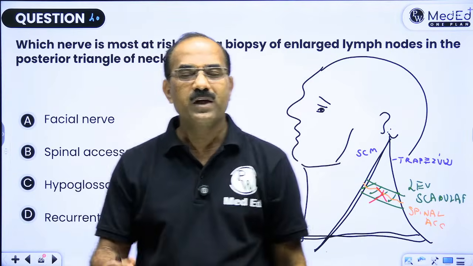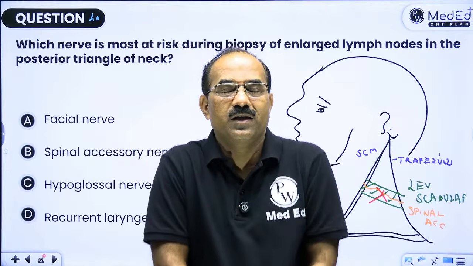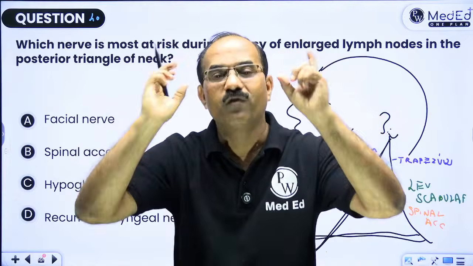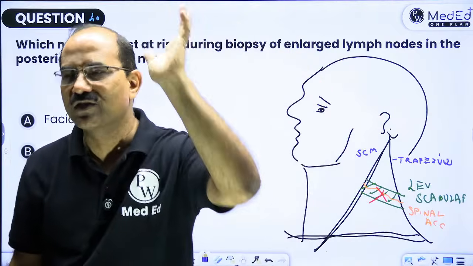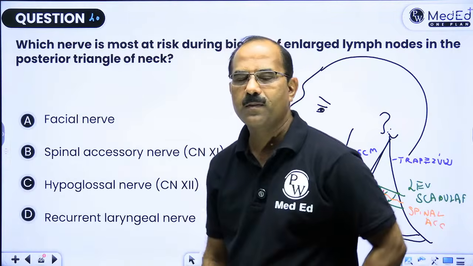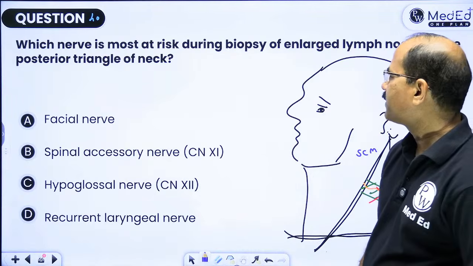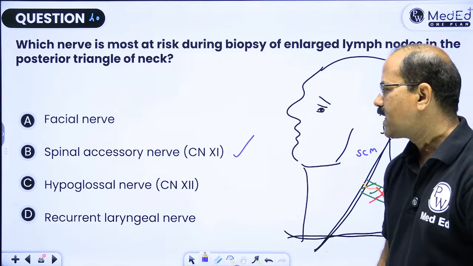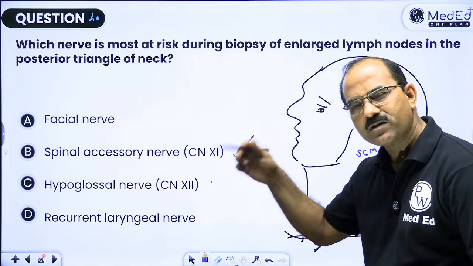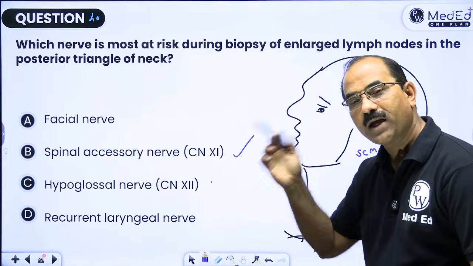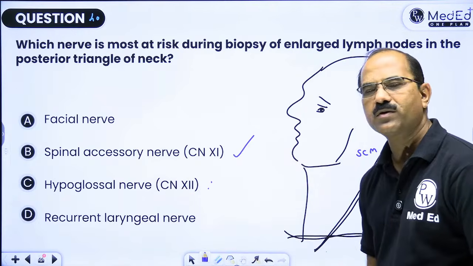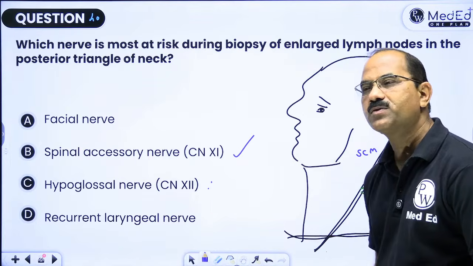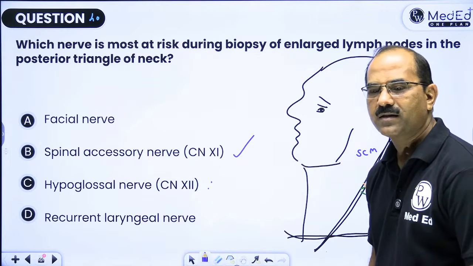The person will complain of difficulty in shrugging of shoulders, difficulty in overhead abduction, and there will be a winging of scapula at rest. Fine, perfect. Spinal accessory nerve. Hypoglossal nerve supplies all the muscles of the tongue except palatoglossus, which is supplied by pharyngeal plexus.